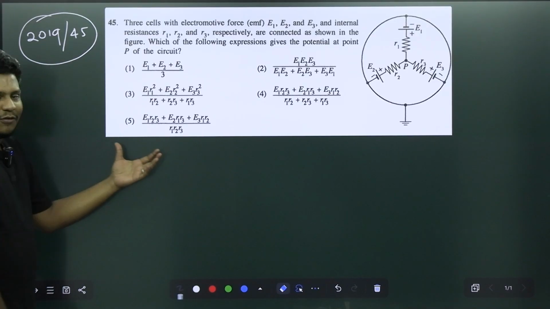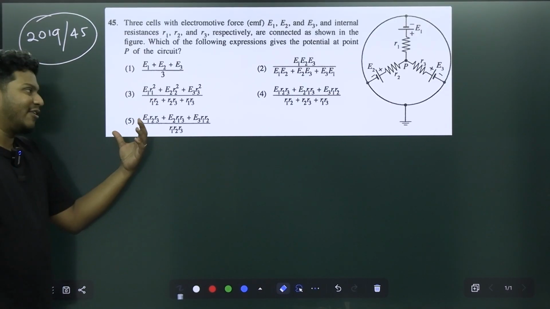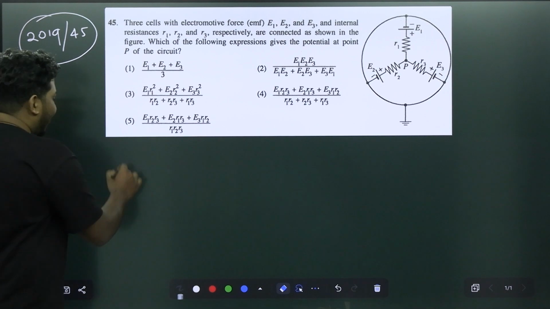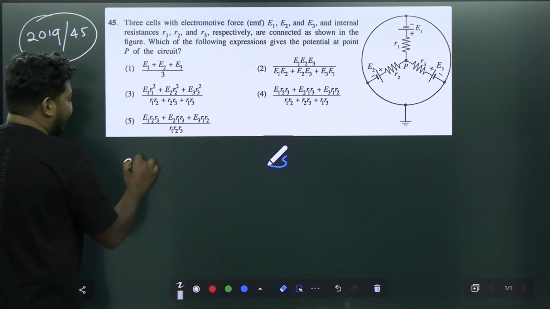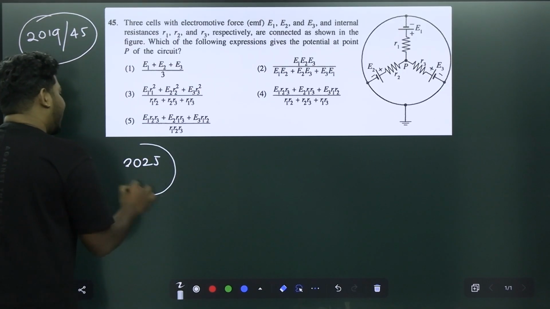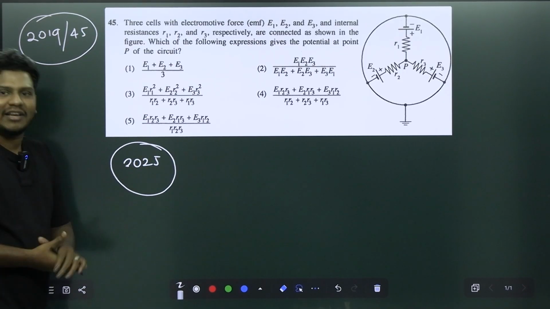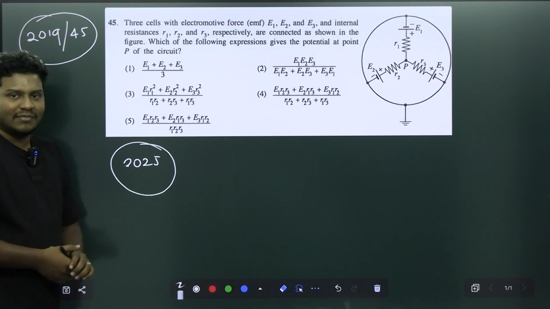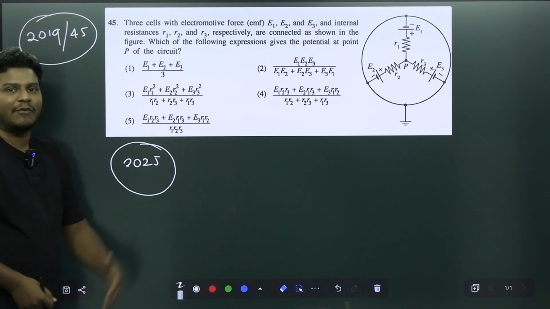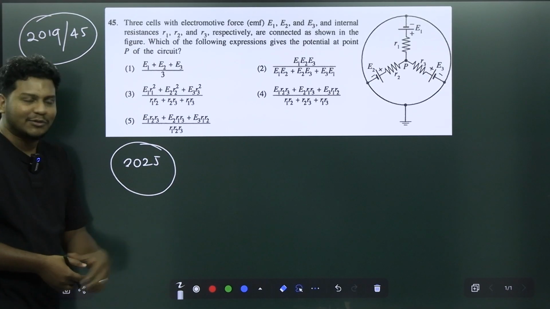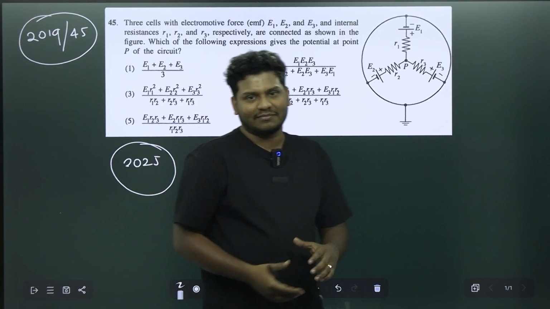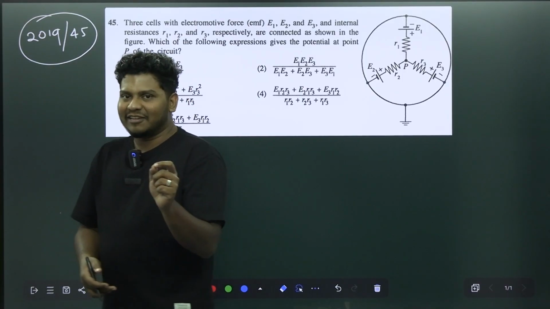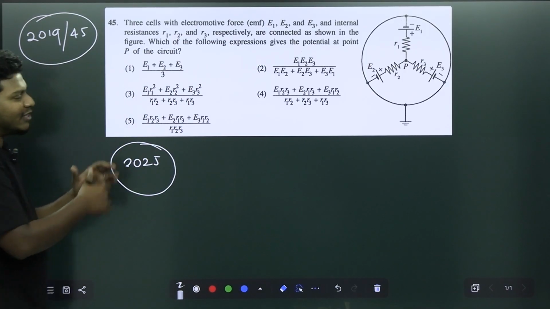Normally if you give this question to the 2025 batch, most of the students will put the equations and they need 1 or 2 pages to solve this problem. Actually, we don't need that much time. We need only a few seconds to solve this problem.